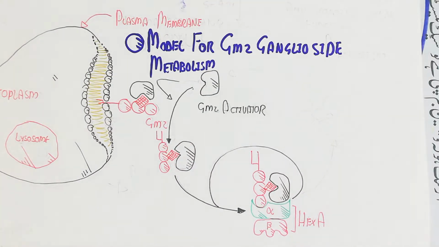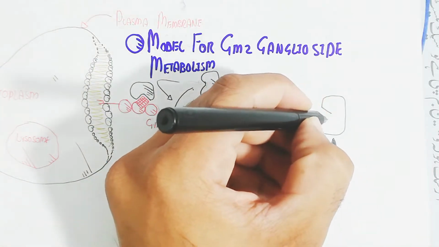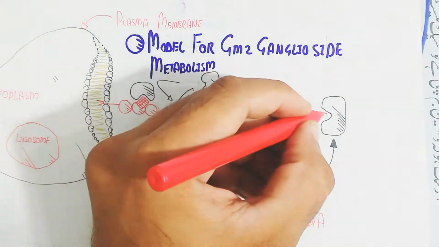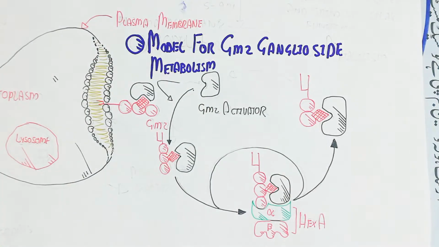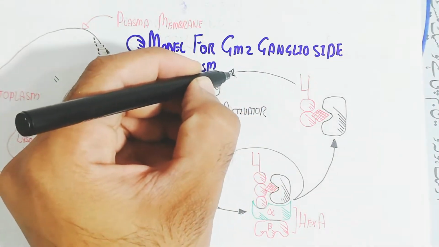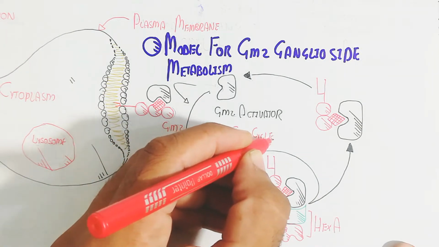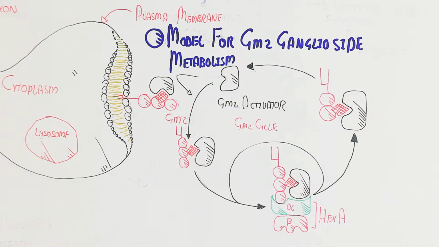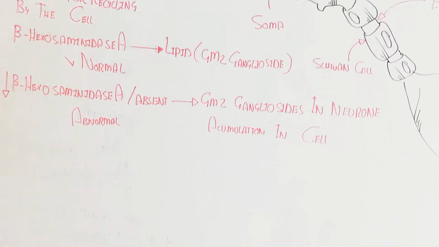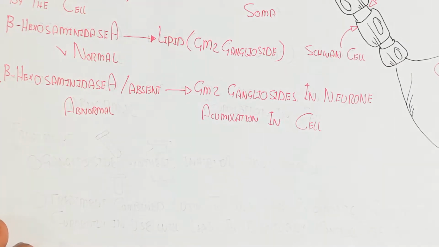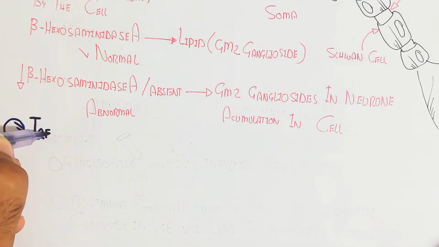And when required, it will convert the GM2 again for normal function. But a lesser amount of beta-hexosaminidase A, or its absence, leads to accumulation of these lipids in the cytoplasm as well as the plasma membrane. In this way complications arise depending on age.